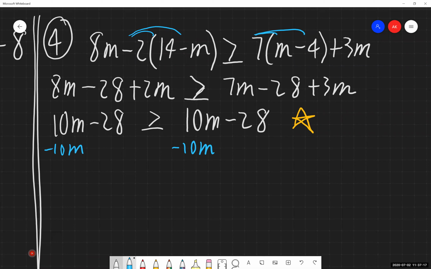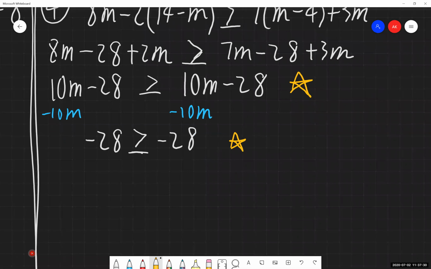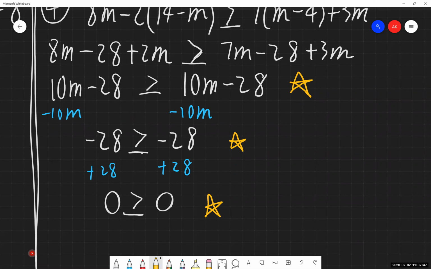So we subtract the 10m's from both sides, and we get negative 28 greater than or equal to negative 28. This would be another step where we should see that something interesting is going on. If we still don't see it, let's say we add 28 to both sides: 0 greater than or equal to 0. And here is the last part where it should become abundantly clear that the left side of this inequality is equal to the right side.